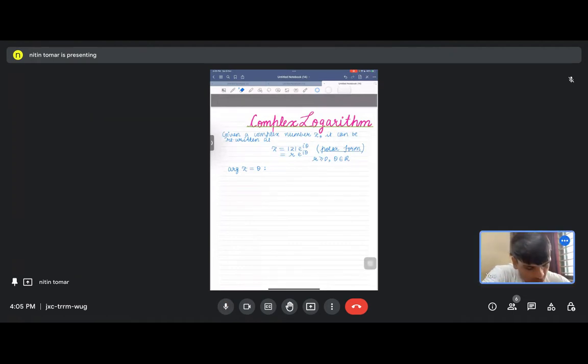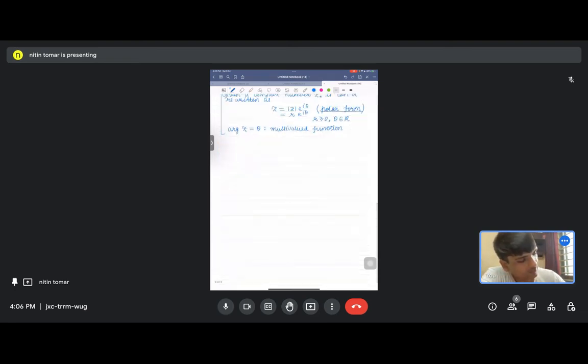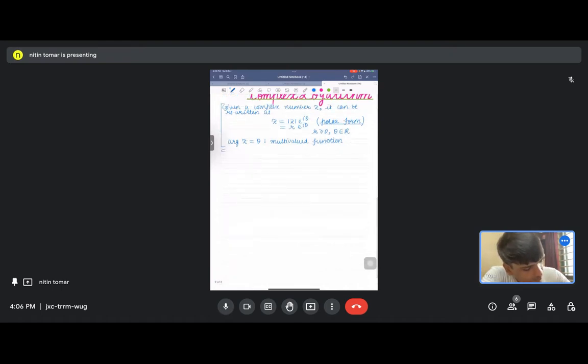Yeah. So this theta is called argument of z, and as you know, it is a multi-valued function. What is a multi-valued function? A function which takes more than one value for a given point in domain. For example, this is our starting point. So, for example, let's say 1.